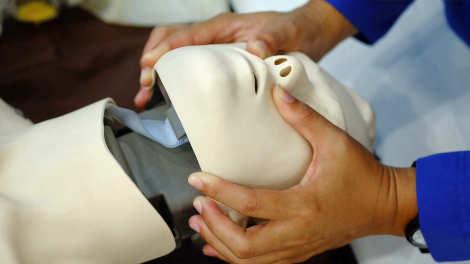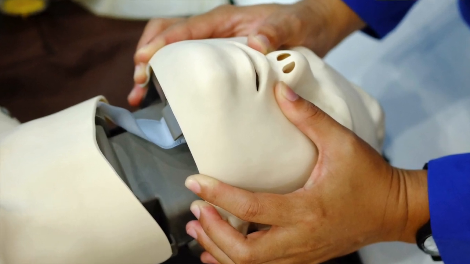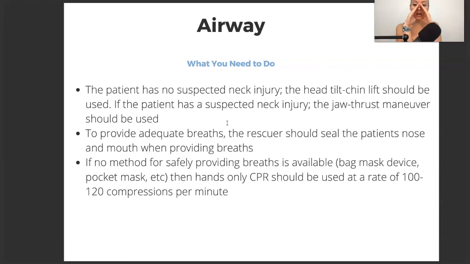To provide adequate breaths, you should seal the patient's nose and mouth when providing breaths. On an infant, you can put your mouth over their nose and their mouth at the same time. If a child is larger, or on an adult, you can pinch the nose and breathe into the mouth so that the breath doesn't come out of the nose.